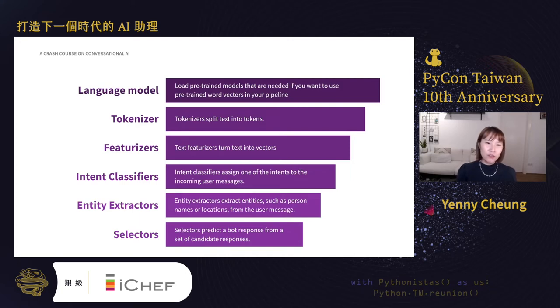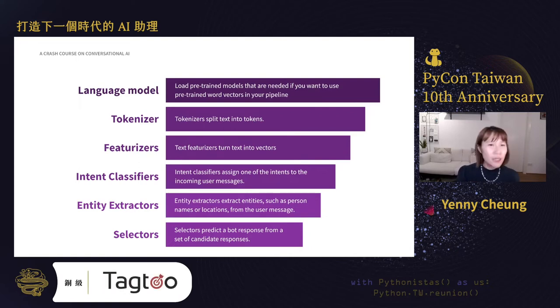And then you will have the selector, which is predicting a bot response from a set of candidate responses. For example, if you ask the bot, are you a bot? Then the bot responds with, yeah, I'm a newsletter subscription bot. So it selects. And then maybe you can provide more, right? You can say, oh yeah, I'm a bot powered by Rasa. So you can pick from several responses. So these are a high level overview of what the pipeline can consist of.